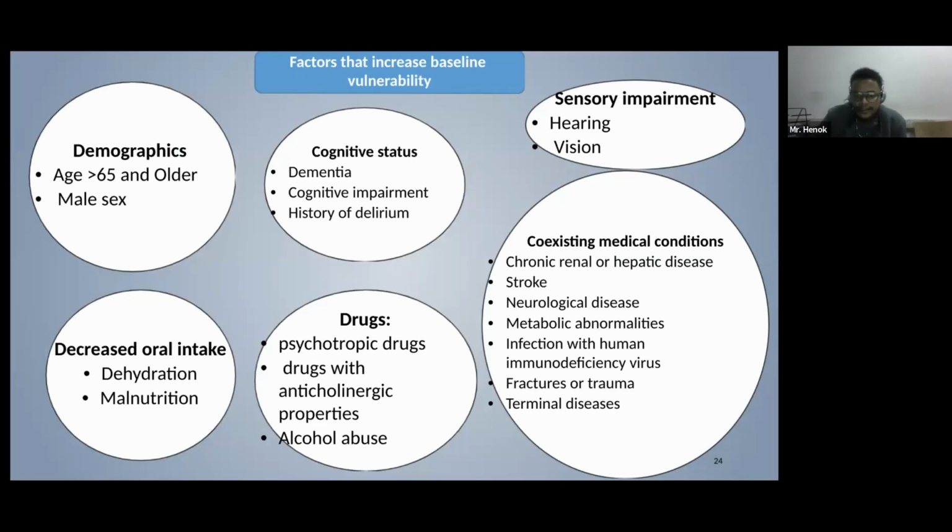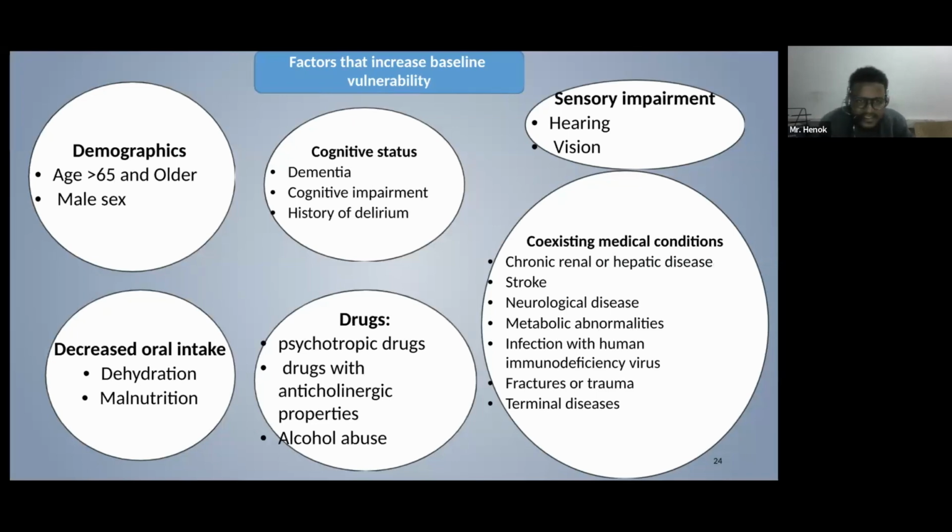And coexisting medical conditions like chronic renal or hepatic diseases, stroke, neurological diseases, metabolic abnormalities, infection with HIV virus, fractures or trauma, and terminal diseases like cancer or any other conditions can be predisposing factors, or they can increase the baseline vulnerability of patients to develop delirium.